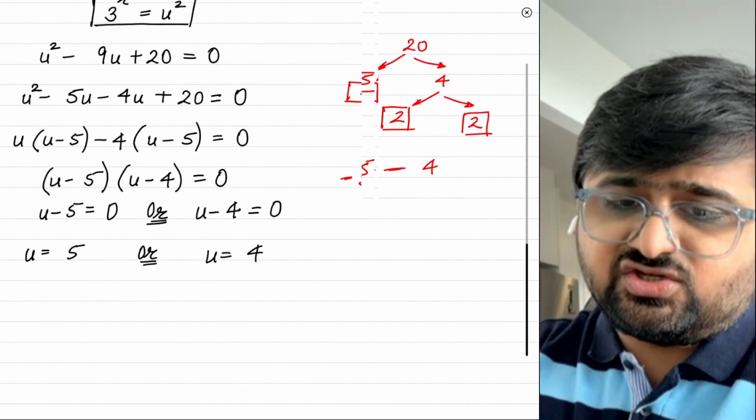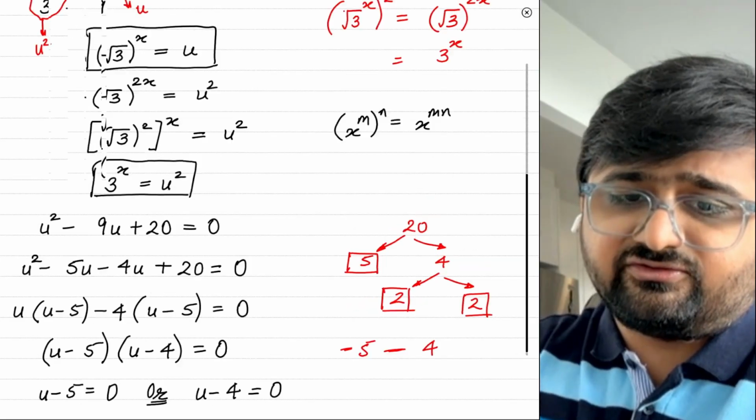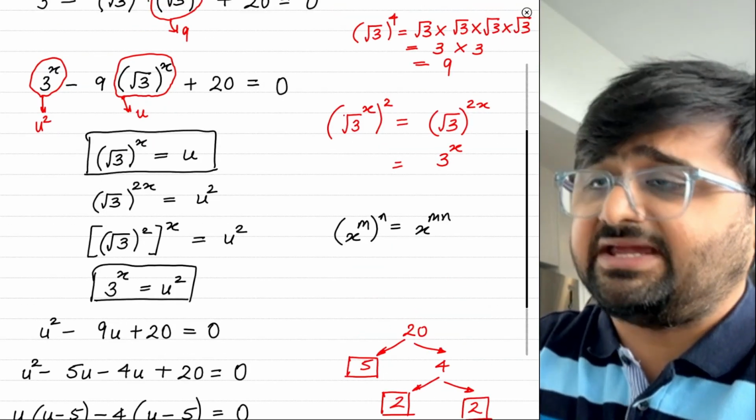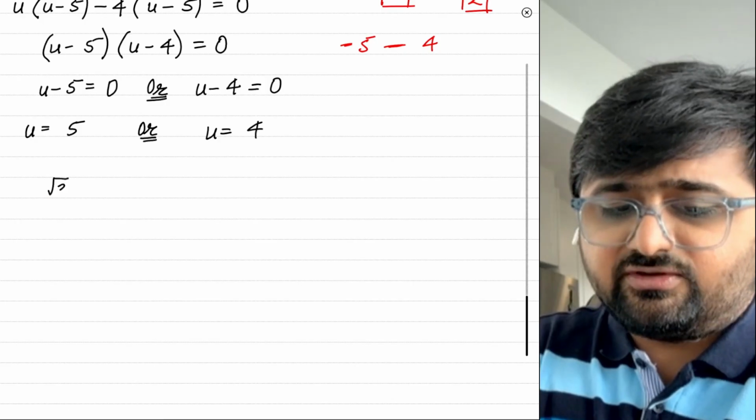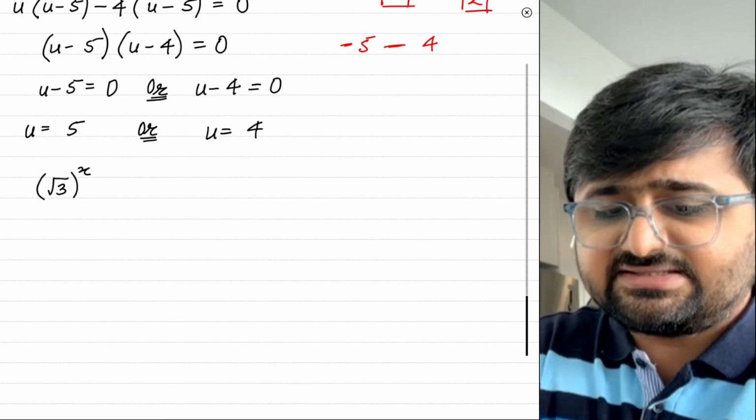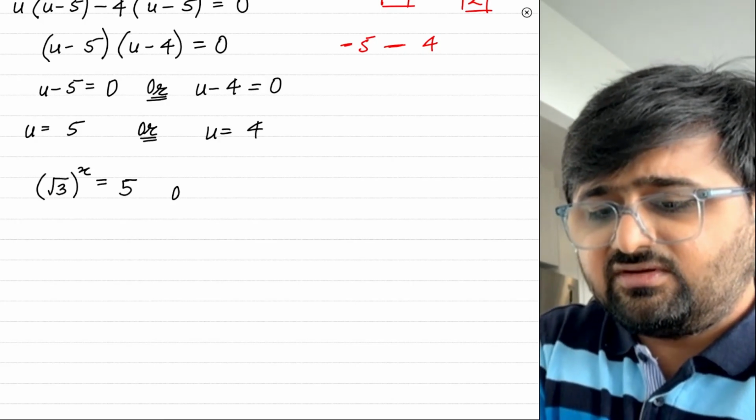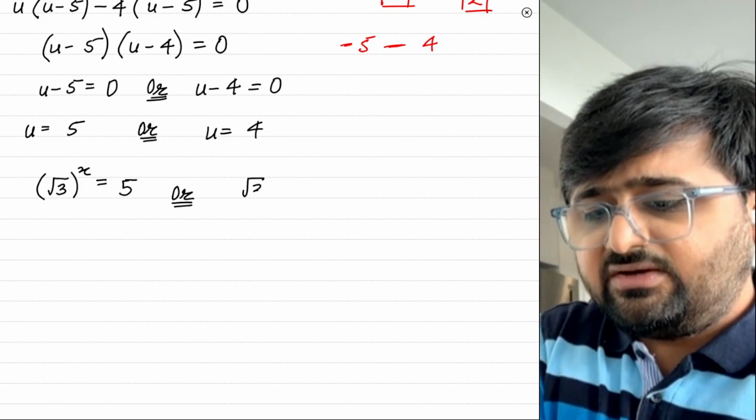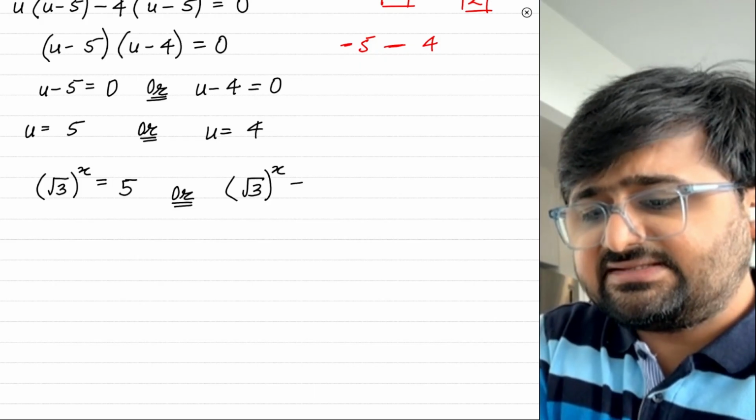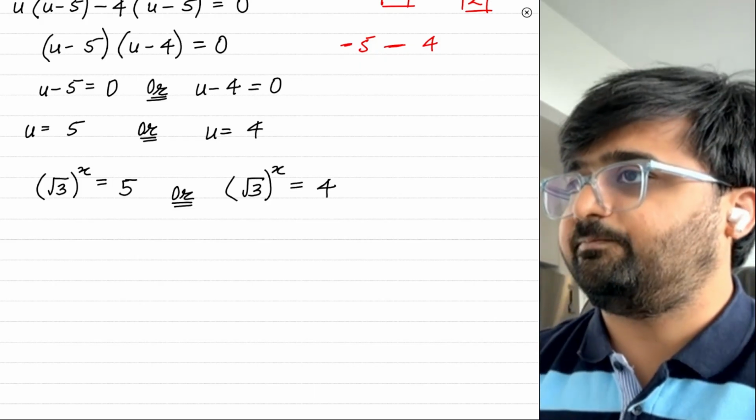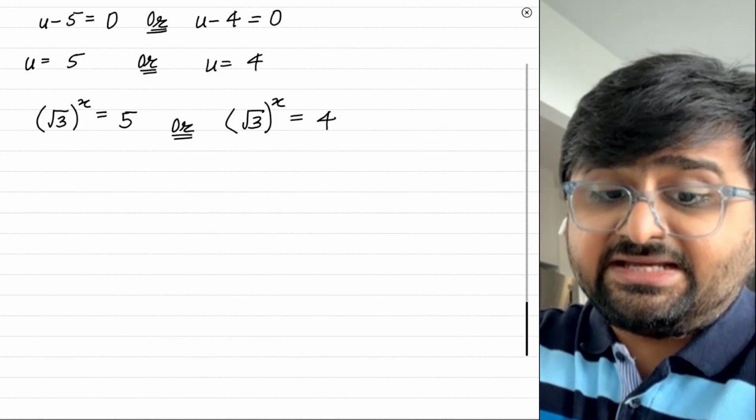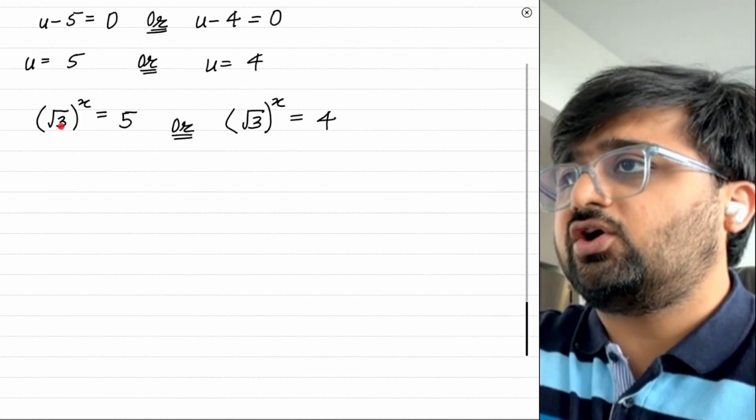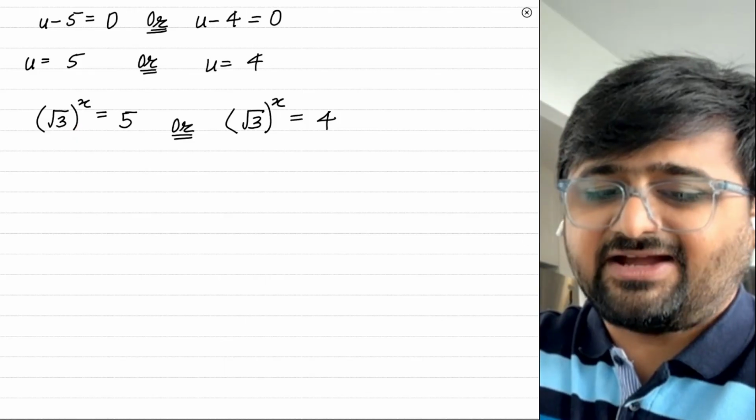But remember that u was nothing but square root of 3 to the power of x. So now we have square root of 3 to the power of x is equal to 5, or square root of 3 to the power x is equal to 4. Okay. Now, in order to find the value of x, we have to take log or ln on both the sides. Why would we have to do that?